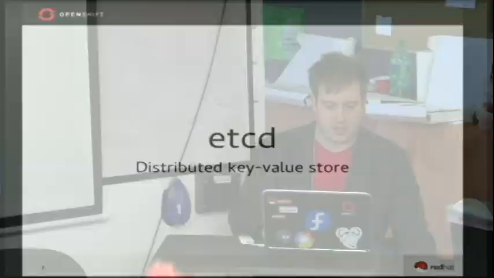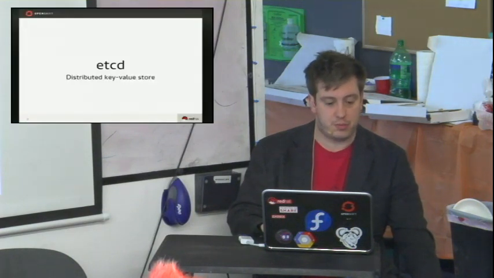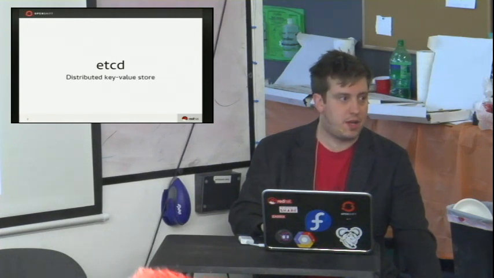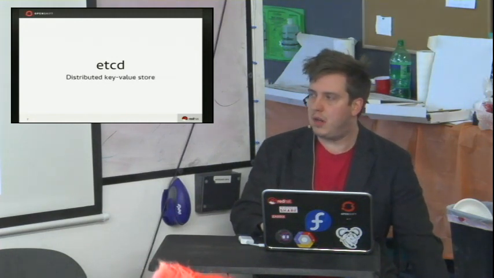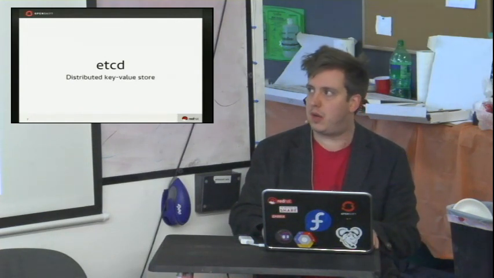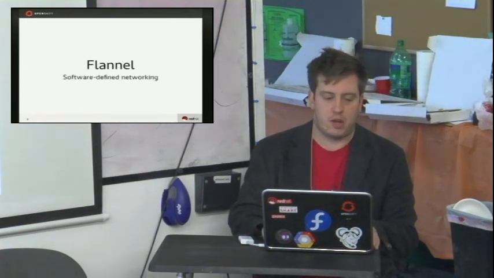etcd is a distributed key value store. It's a product of the CentOS group. It is used to distribute small bits of data. It's required by Kubernetes, and so we're not going to talk about it a whole ton here. But it's part of what Kubernetes uses to manage and figure out what's where.